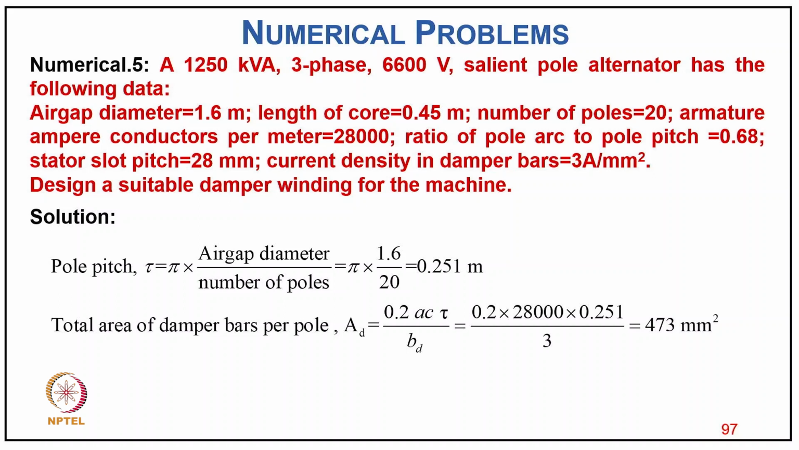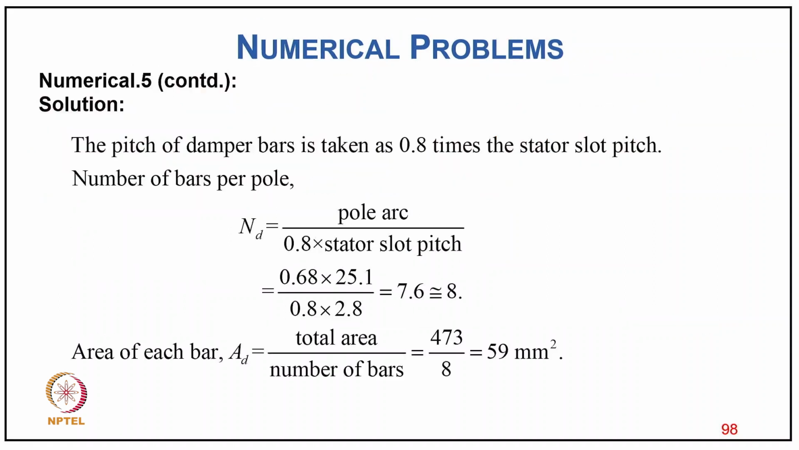So the solution is pole pitch equal to tau equal to pi into air gap diameter divided by number of poles, putting the value, it comes 0.251 meter, and total area of damper bars AD equal to 0.2 AC tau divided by δD, so putting value it comes 473 millimeter square.